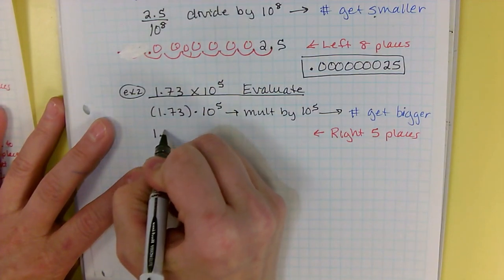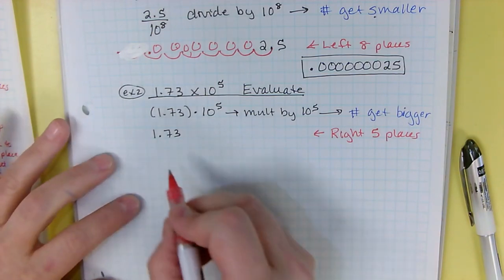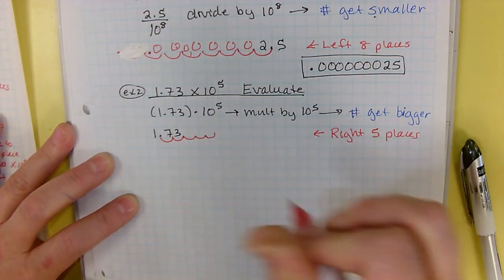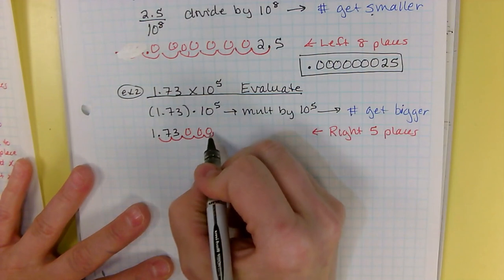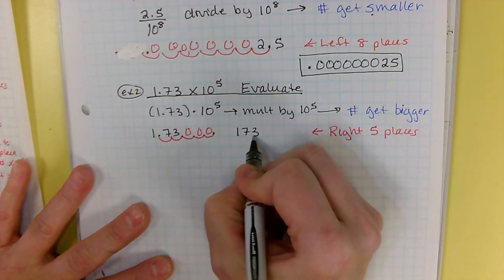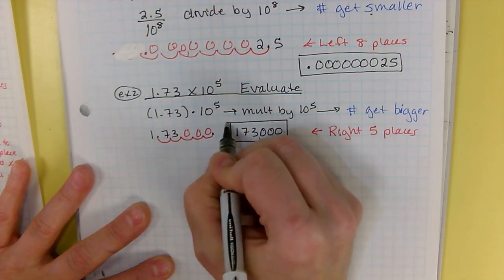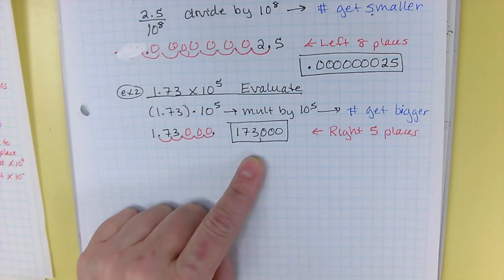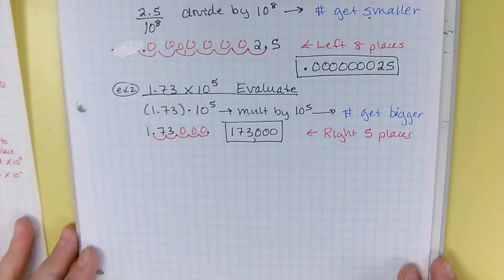So here we go. 1.73 is where we start. And now we're going to multiply by 5 tens. So move it 5 places. 1, 2, 3, 4, 5. We have to fill 3 zeros. And we end up with 173,000. And again, you're multiplying by tens, so the number should get bigger. And 173,000 is a lot bigger than 1.73.